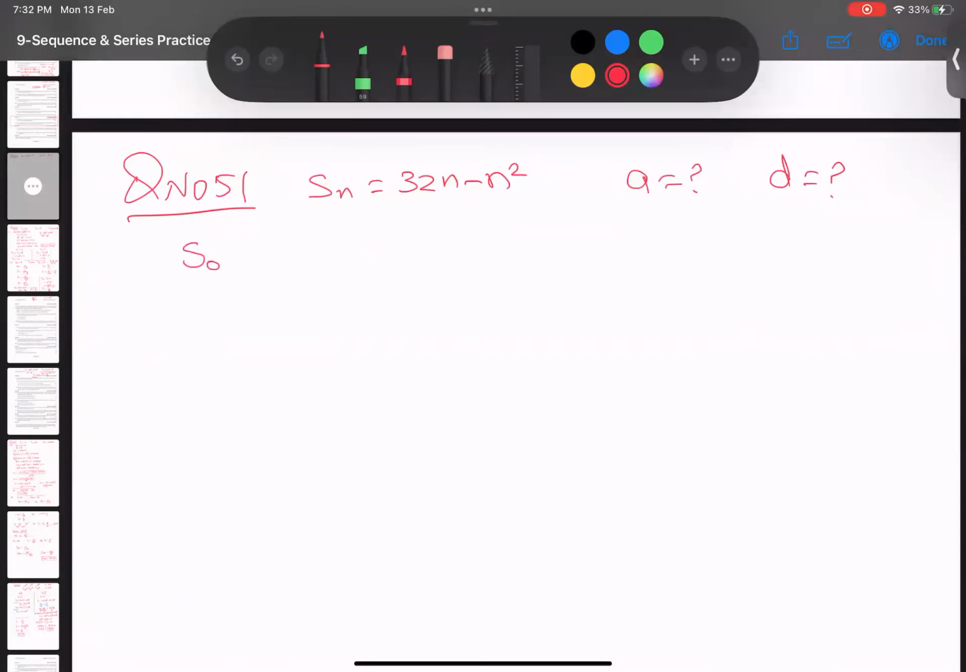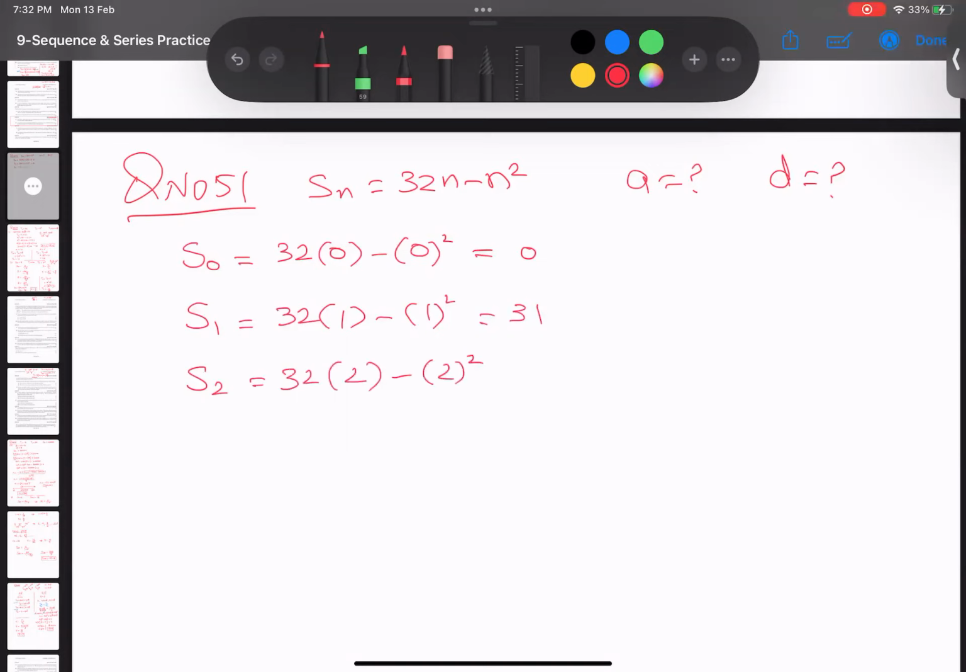First of all, I will plug in 0 in every place: 32 times 0 minus 0 squared. I got 0. Then replace every n by 1: 32 times 1 minus 1 to the power 2. I got 31. Then replace every n by 2: 32 times 2 minus 2 squared, and that will become 64, and 64 minus 4 is 60.